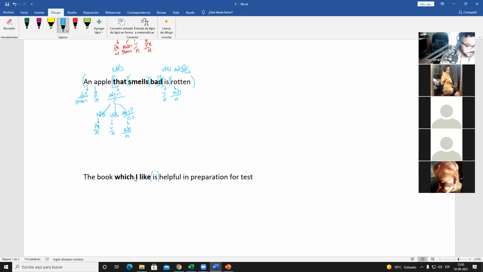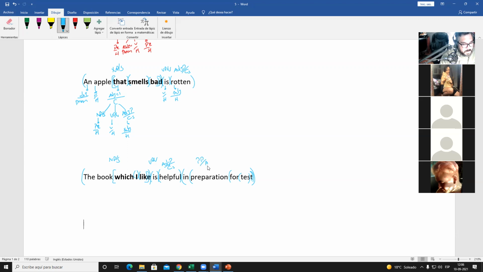Marco entonces. Y aquí hay prepositional phrase. Y aquí hay otra prepositional phrase y su noun phrase complement. Y acá está el which I like. Like. Which. ¿Cierto? Sí. Entonces, ahora sí. Noun phrase subject. Verb phrase verb. Adjective phrase. Subject complement.